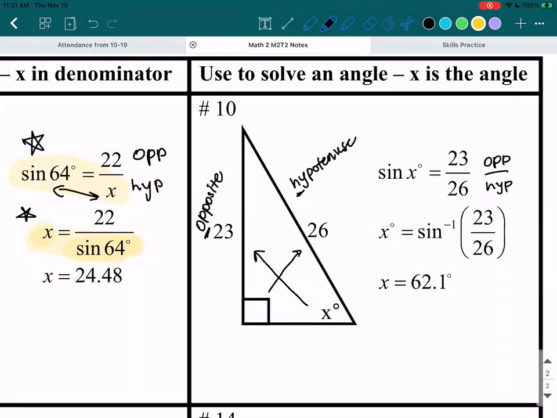You can see they put sine of x degrees is equal to 23 over 26, the opposite over the hypotenuse. Then on the calculator on Delta Math, you would type in sine inverse of 23 over 26, so that you can get your angle. Delta Math will tell you the degree. It's 62.1 degrees. So that's how you would do solving for an angle. Of course, we will do some examples together in Delta Math later on, but here's the notes for it first. Are there any questions on this box?